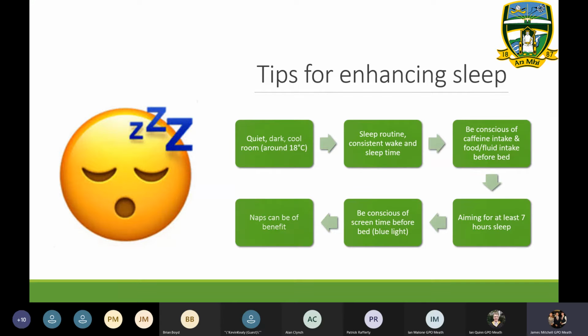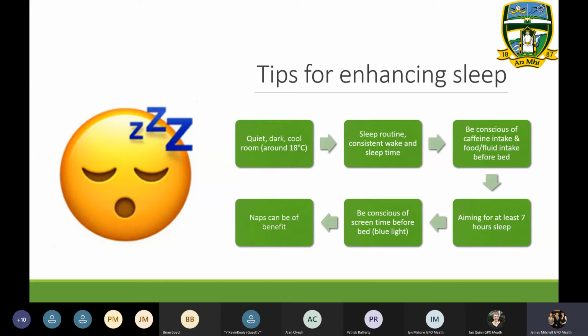Other things here as well, so food and fluid intake before bed. Having a huge meal right before you go to bed probably isn't going to be great. That depends on the individual too, but it can lead to issues. And same with the fluid. If you drink a lot of fluid before bed, you're probably going to have to get up in the middle of the night and go to the bathroom. That's going to break your sleep cycle as well. So just be conscious of those three things.